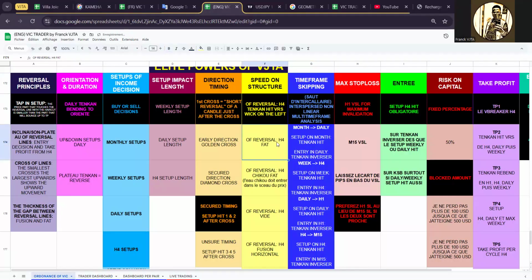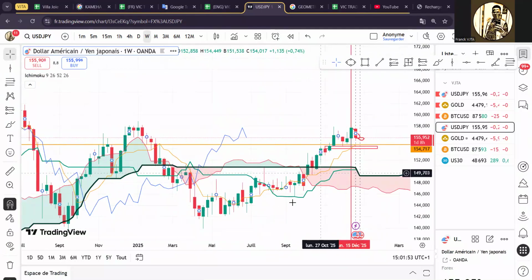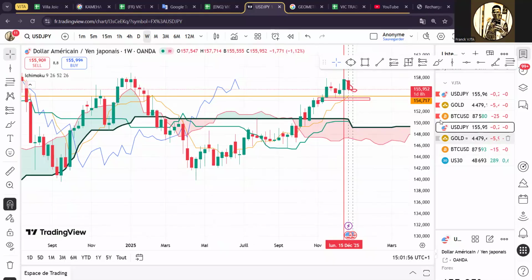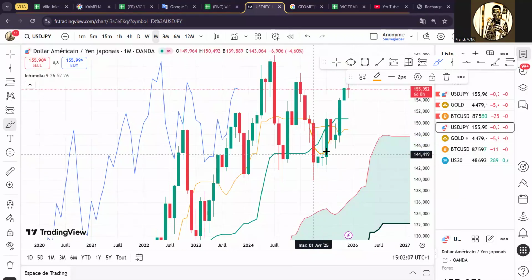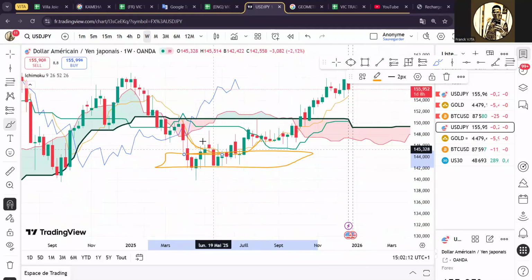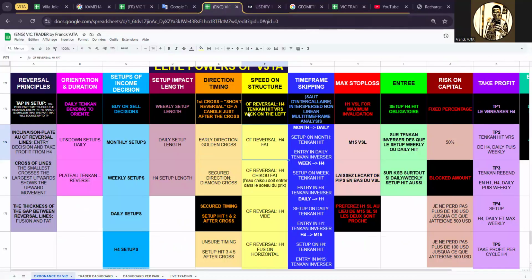So the next speed of reversal is the FAT. You already know the FAT. For example, this one is a TK FAT, right? On weekly. If you go on monthly, you will see that we were on a set of monthly Kijun, right? And on weekly, we had this FAT. It means that on a set of monthly, the FAT appears to signify a speed of reversal. That's what I'm talking about. Even the Tenkan hit VRS is a speed of reversal.